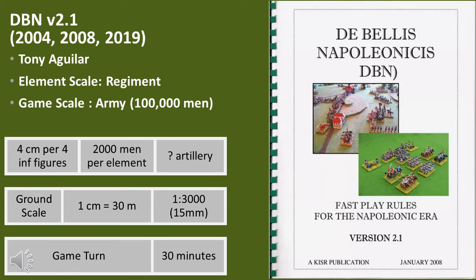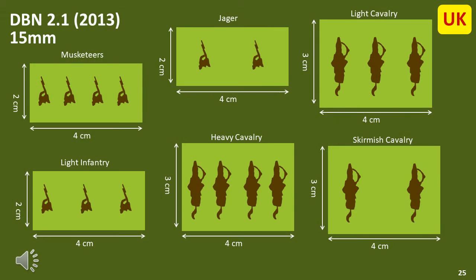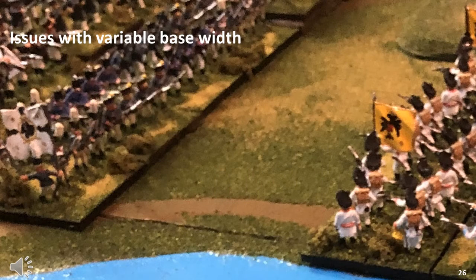DBN are the first commonly available set of commercial rules which use base widths as the method of measuring distance, at least in terms of Napoleonics and as far as I can work out. Obviously this occurred earlier with ancients, with DBA, etc. As with the other DB style of rules, all bases are the same width, and this uses the UK basing system. That's basically the history.